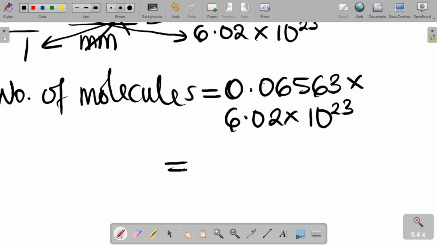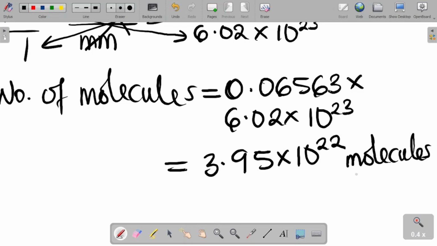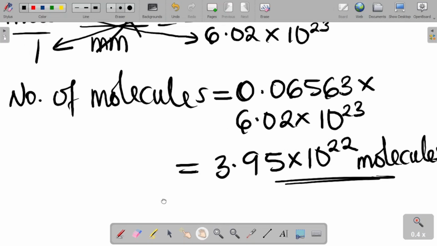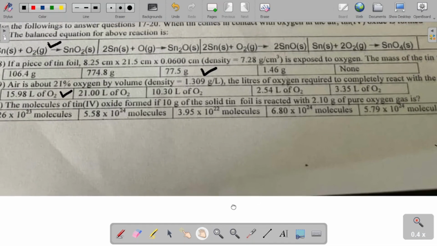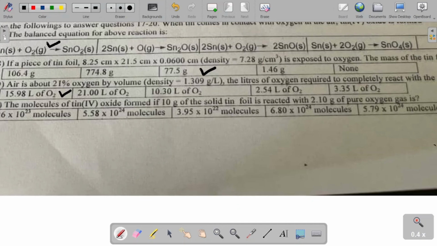If I multiply that, what do I have there? I'll get my calculator and punch that. If I punch that, my value will be equal to 3.95 times 10 to the power 22 molecules. So this is the number of molecules, all right? This is how we solve this question. Let's see which option gives us that. 3.95 times 10 to the power 22 molecules. That's this midsection here, that's your answer. So basically, this is how we solve this question, okay?